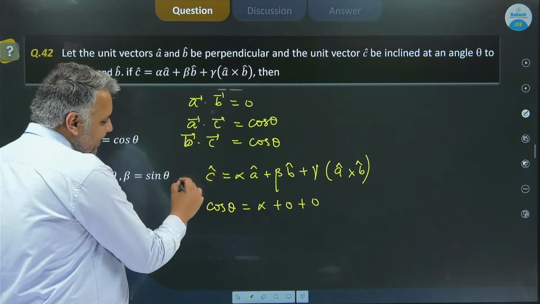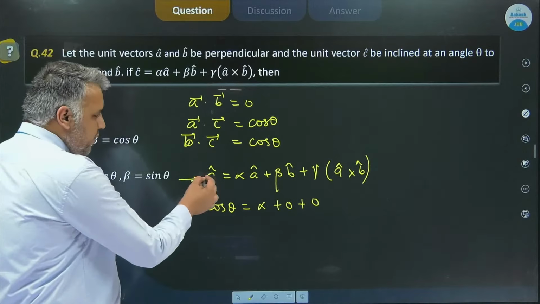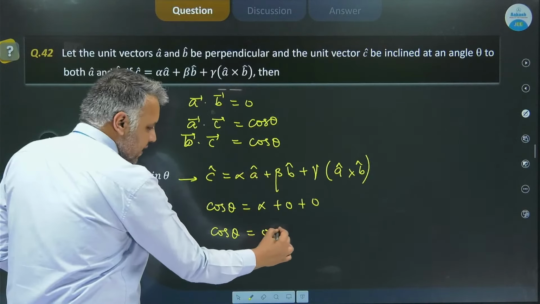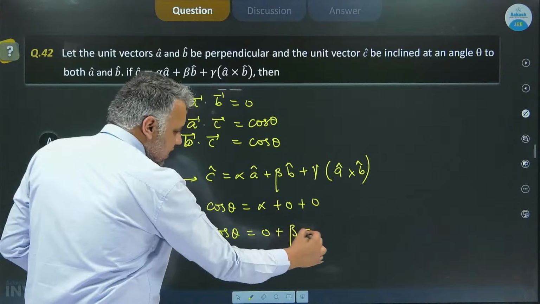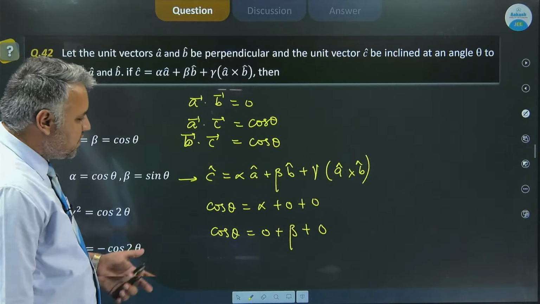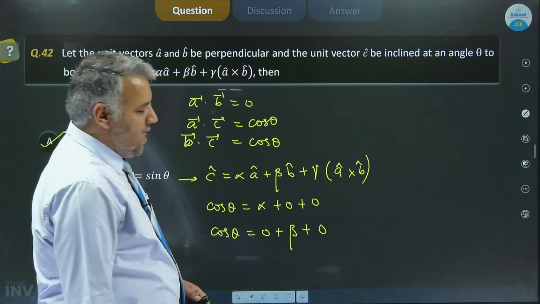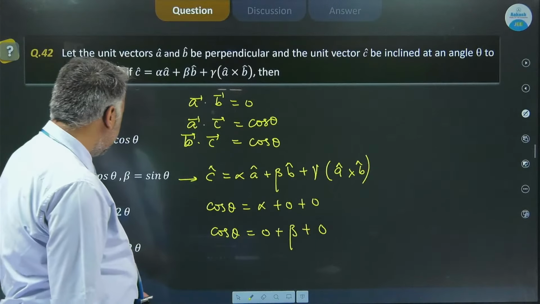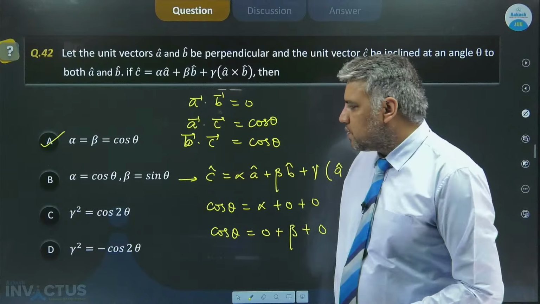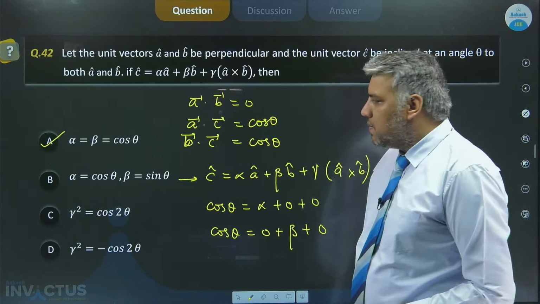Okay. Now again taking dot product here with B vector. So B dot C, that is also cos theta, will be alpha A dot B, this is 0, plus beta B dot B, that means beta. Again A cross B is perpendicular to B also, so that will be 0. So beta is also cos theta. So option A is correct, that alpha is beta and both are equal to cos theta. And obviously option B is automatically an incorrect option, that beta is sin theta. Now we have to comment on the value of gamma square.